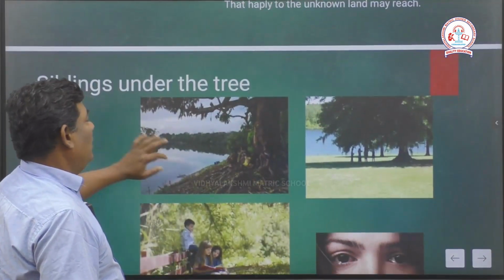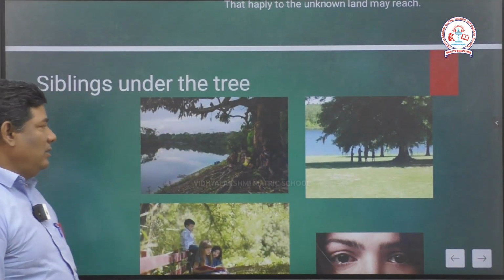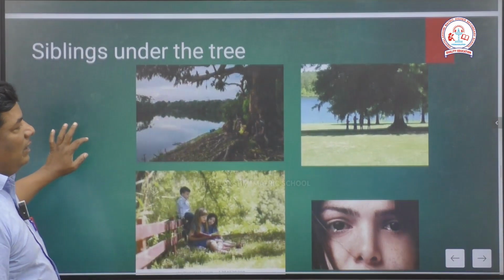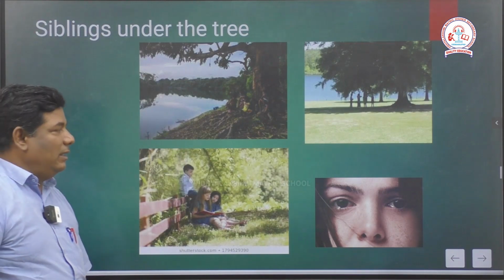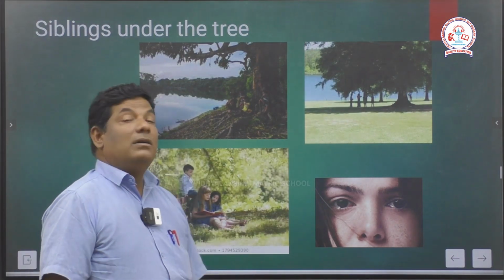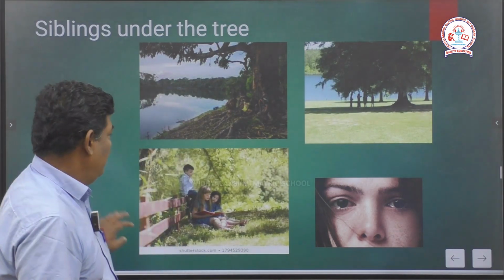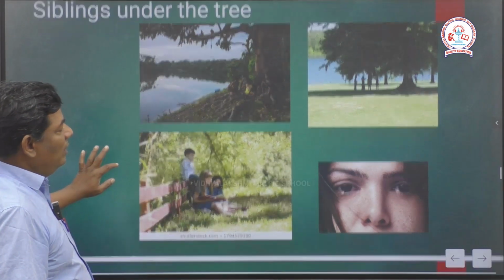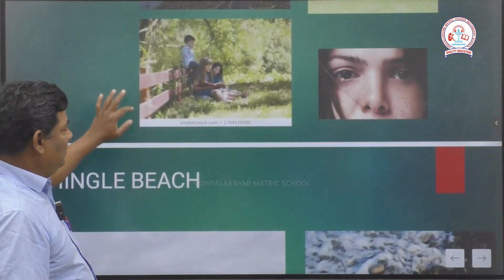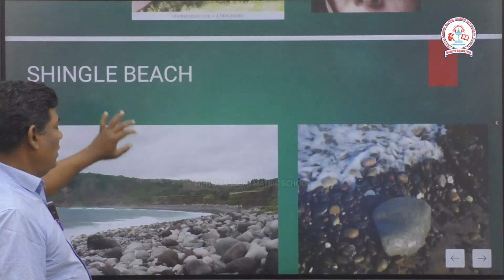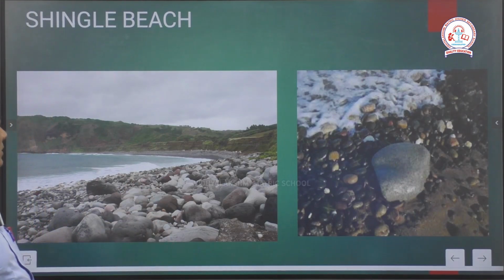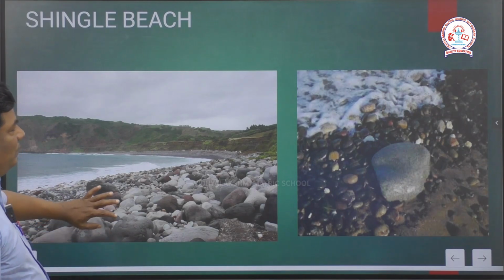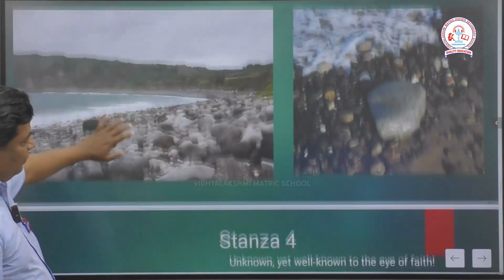See the siblings, the poet's brother and sister are playing under the tree. So they are playing under the tree. A tree is a very common place for children to play. And her eyes are welling here in this place, remembering the lost brother and sister. She is crying. Shingle beach is a rocky beach. So you get a kind of sound when waves are flashing against these kind of small stones. So she is comparing this to dirge-like murmur.